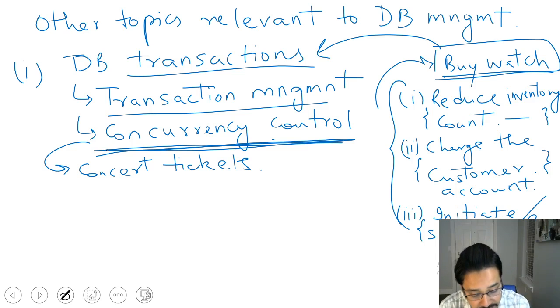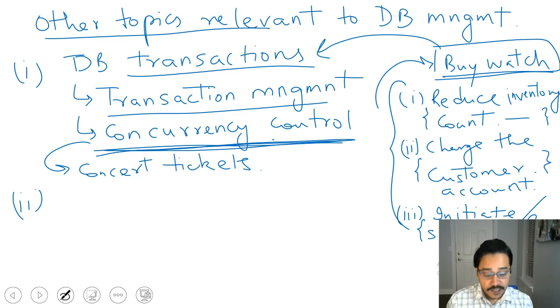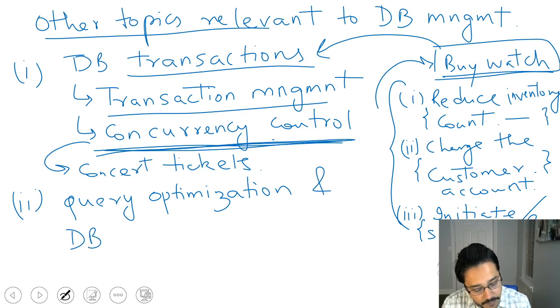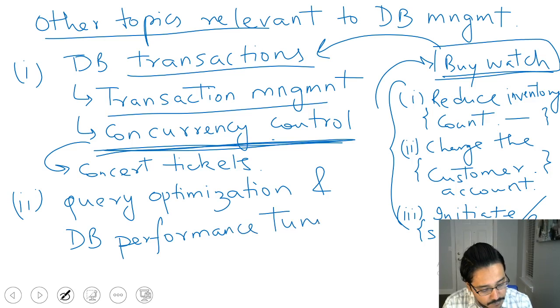Okay, and then after that, the second topic in the other topics that are relevant to database management is basically query optimization and database performance tuning. As the name suggests, it's pretty straightforward: how do you write better queries?